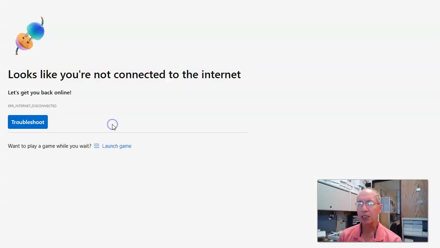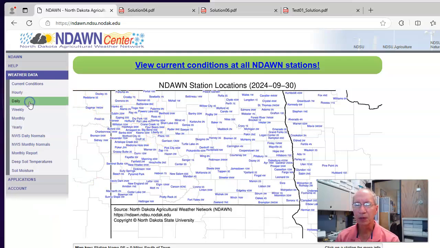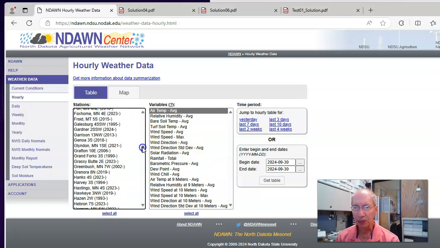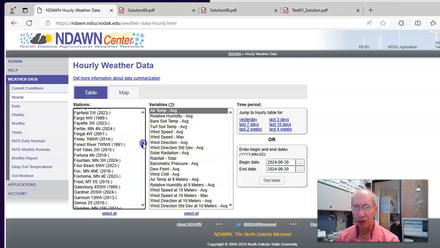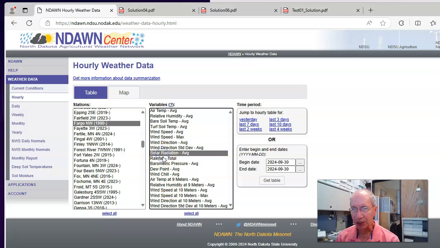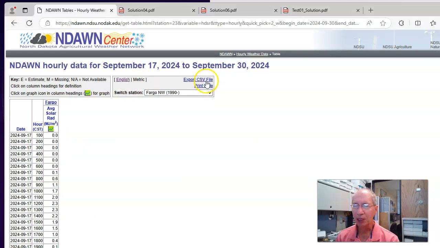So this is kind of what that looks like. Go to this website, the NDON weather site. We go to weather data, let's do hourly data, and pick your favorite location, like Fargo, North Dakota. There's wind speed, air temperature, and solar radiation. That's what I want, for the last 2 weeks, let's say. There's your data. Switch to metric, export to CSV file, and I can pull that data and throw it into Matlab.